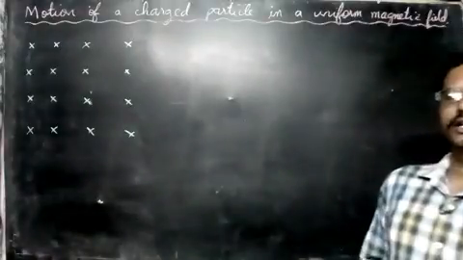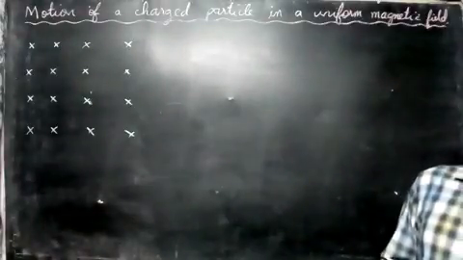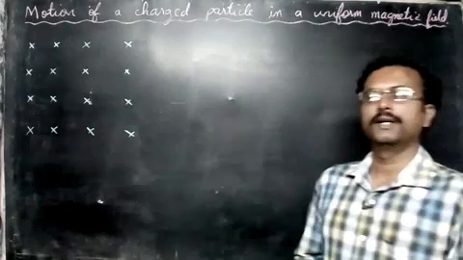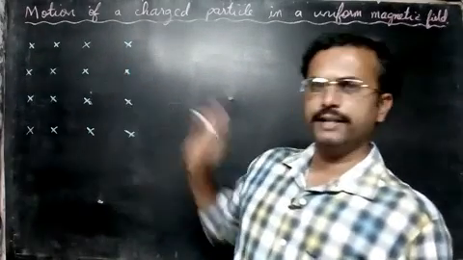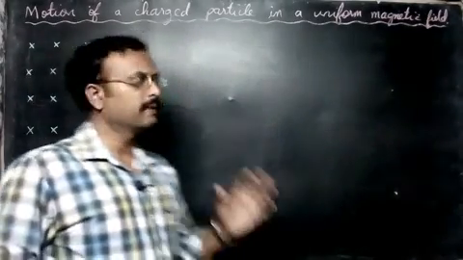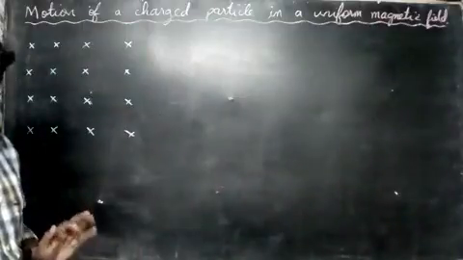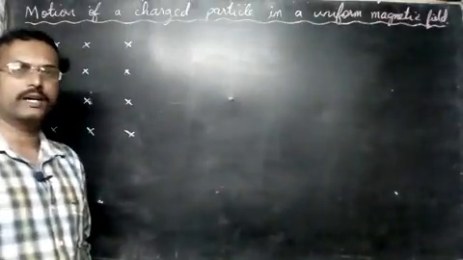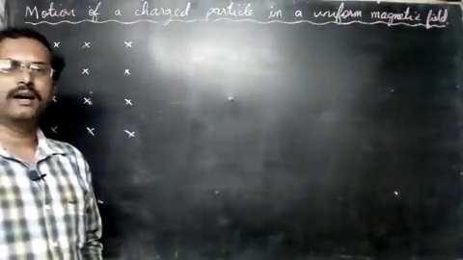Let us now go to the next topic, that is motion of a charged particle in a uniform magnetic field. I've drawn a magnetic field like this. What does it mean? I've drawn X like this. A magnetic field is a vector quantity, and a vector is represented by an arrow mark.